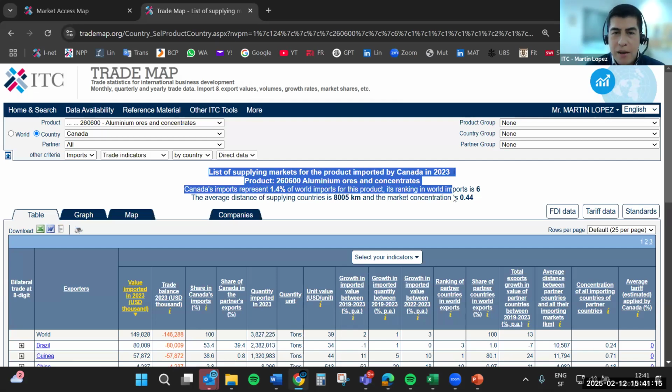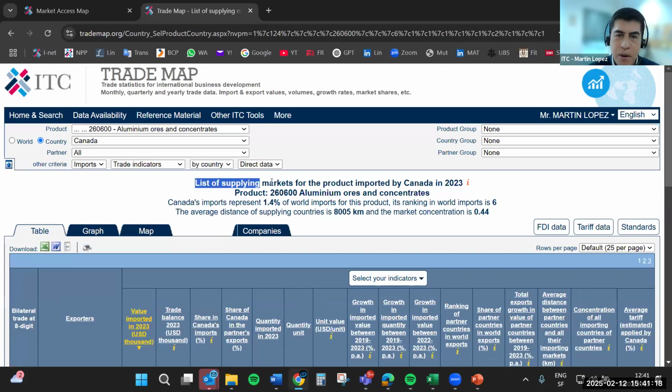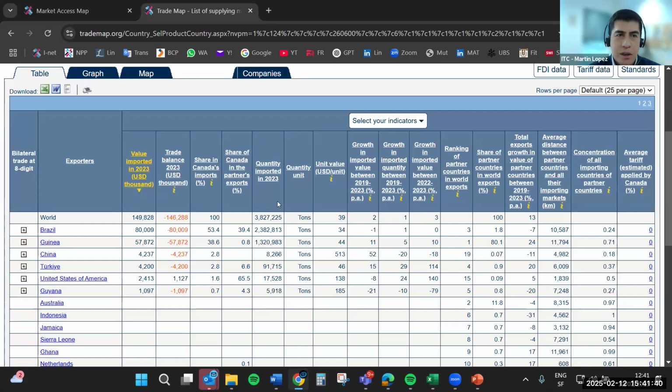Always look at the title. So we have landed in this page that says list of supplying markets for the product imported by Canada. Which product? This one, aluminum ores and concentrates, HS code 260600. And this is already interesting. Canada's imports represent 1.4% of world imports of this product. Okay, so here you will see this table showing you the ranking of the largest suppliers of that product to the Canadian market.